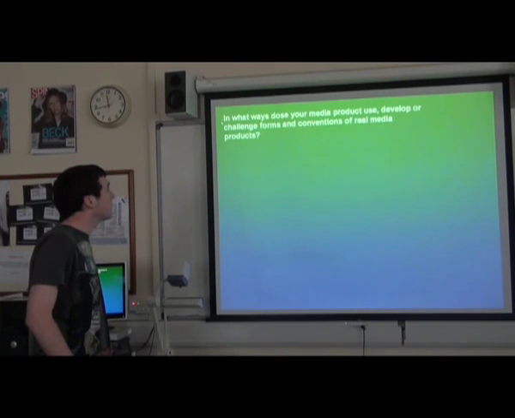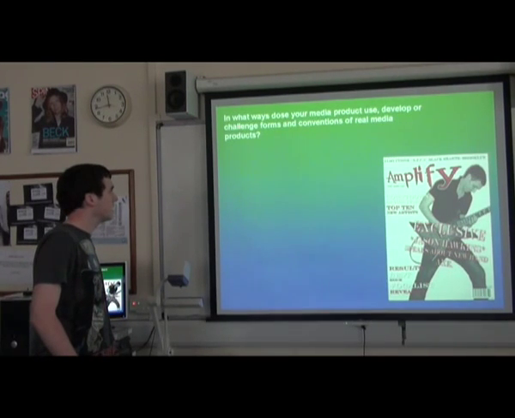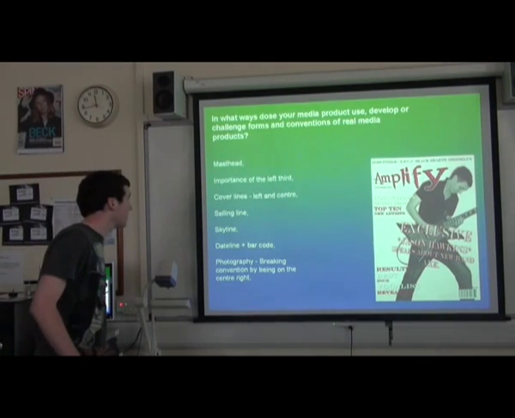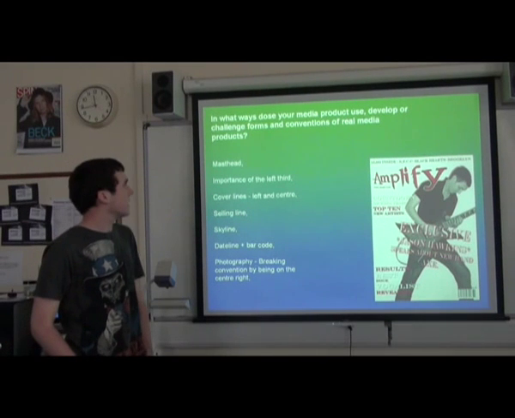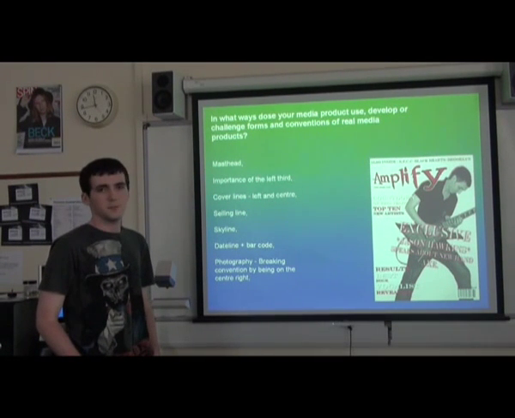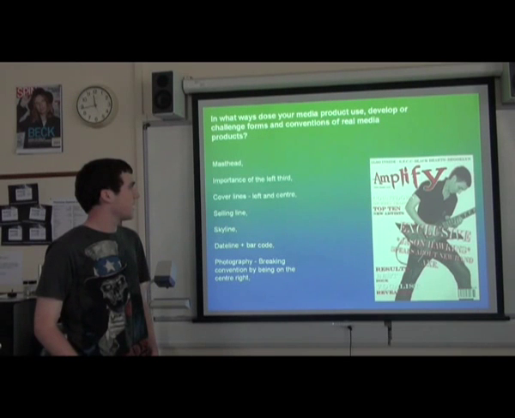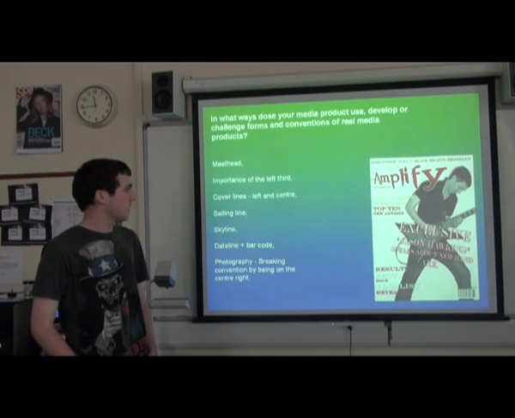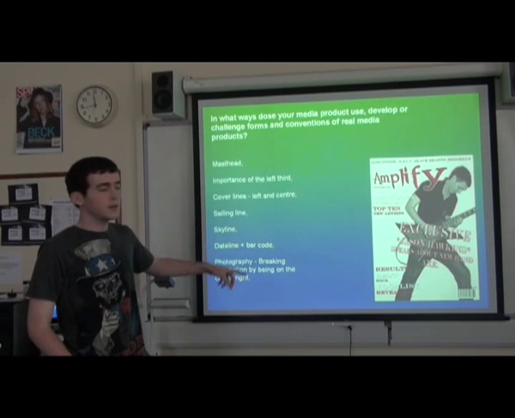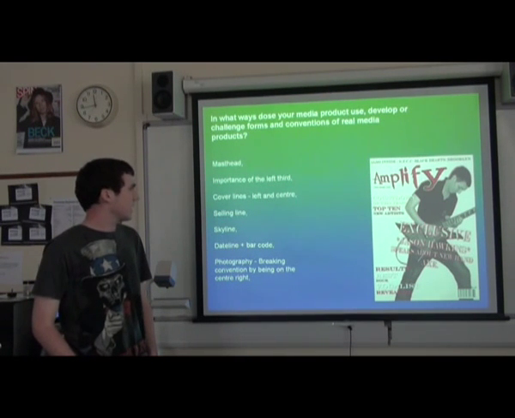First thing, in what ways does your media product use, develop, or challenge forms and conventions of real media products? To start with, I've got the Mars head, which conforms to the conventions because it's big. It's right across the page at the top. I've got the importance of the left third as well. All my cover lines are mainly on the left. I've got my selling line as well, which is below my Mars head, which is where you find it on most magazines. Skyline as well.